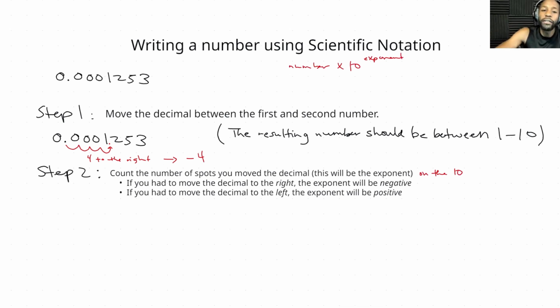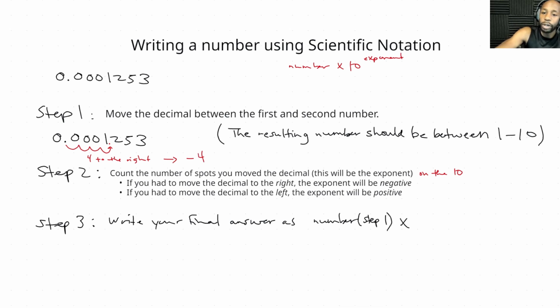So think about this. Let me just finish this and then I'll explain what I was about to explain. Step three: write your final answer as what I just wrote. The number from step one times 10 to the exponent in step two. All right. So the number from step one is going to be 1.253 times 10 to the minus 4. And that is our final answer.